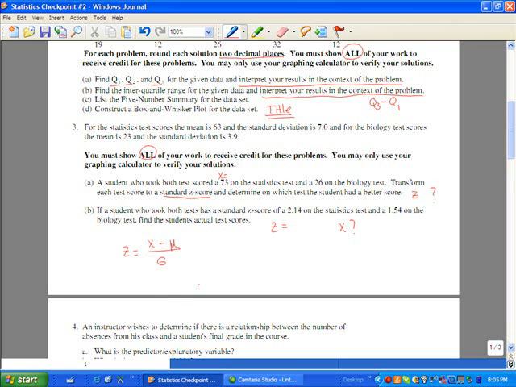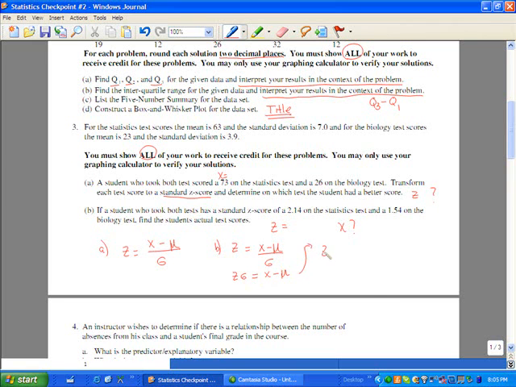Now you can use this same formula for both versions of this problem, but basically this is the formula for part A. For part B, if we were to take this formula and solve for x, which is going to be very beneficial to us in the long run, I would have z times sigma equals x minus mu, multiplying both sides by sigma to clear out the fraction. To solve for x, I would add mu to both sides.